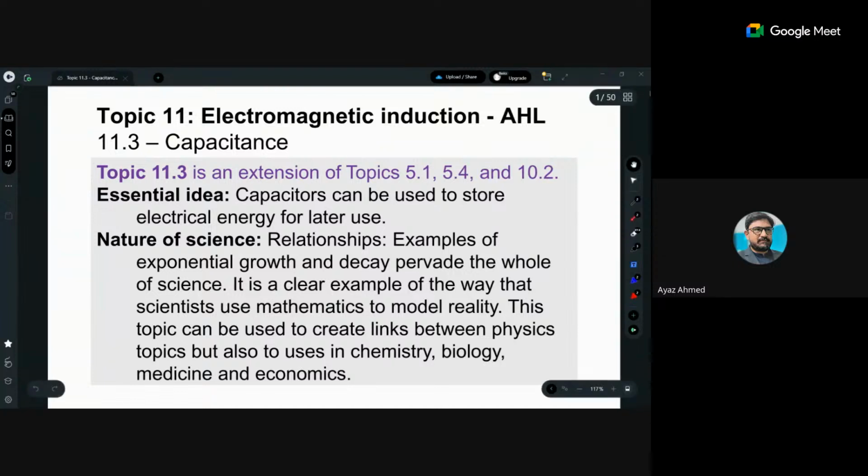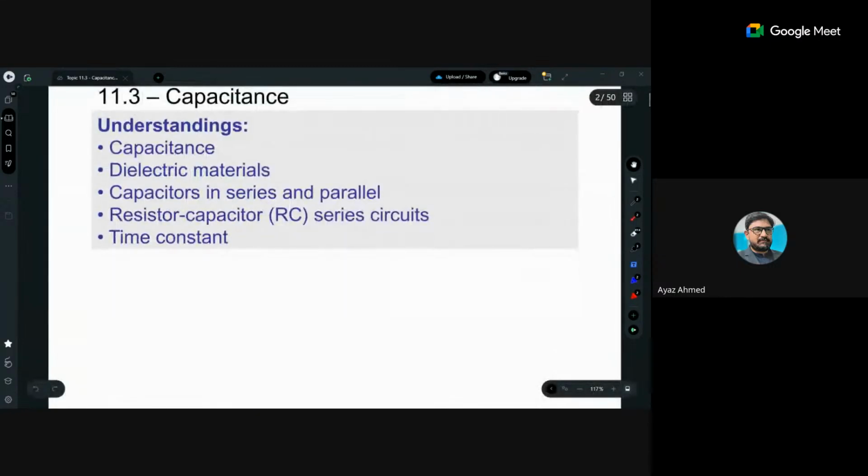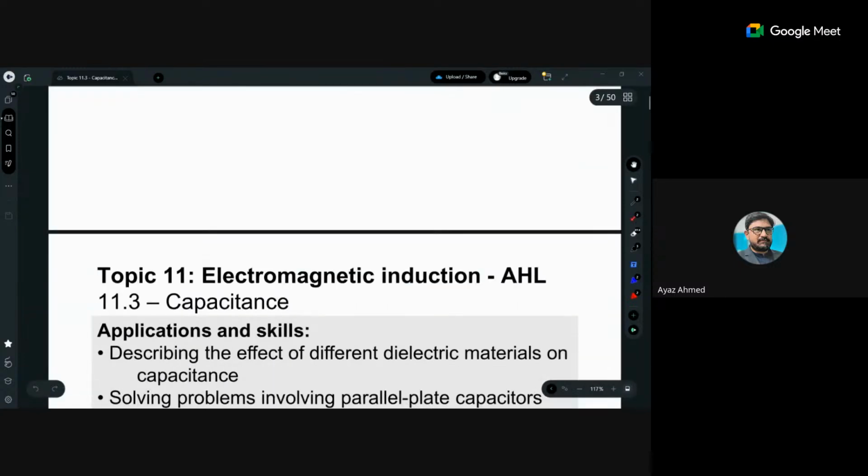Okay, so here, as I told you, this capacitance topic is also involved in some of the areas, which are 5.1 and 5.2, 3, and 4. So here I would have its extended discussion. We will talk about capacitance, dielectric, then capacitors in series, and capacitors in parallel, and then resistors and capacitors in the circuits, RC time constants, and all that stuff will be discussed over here.